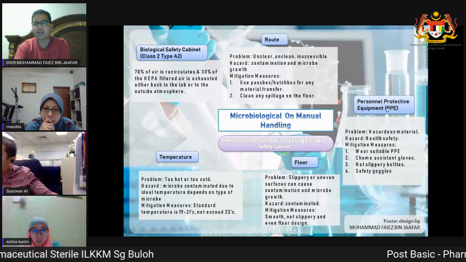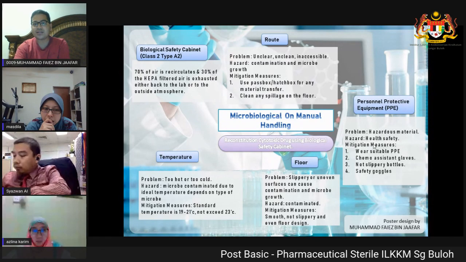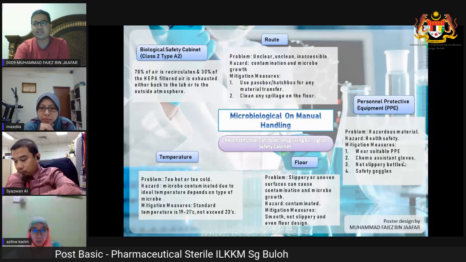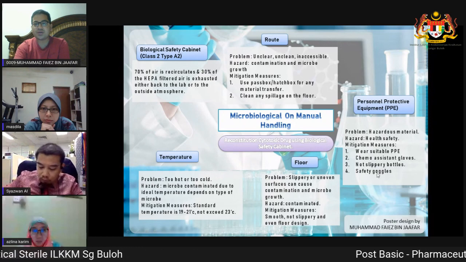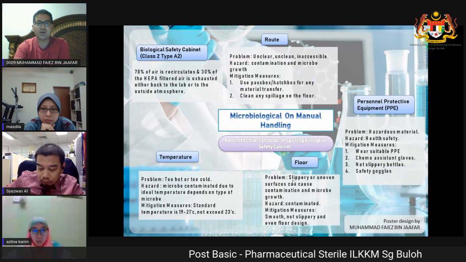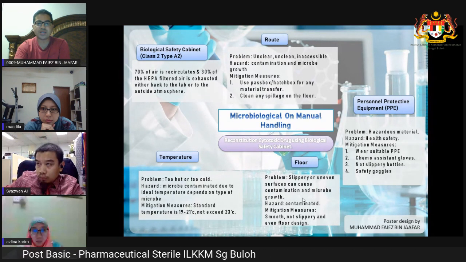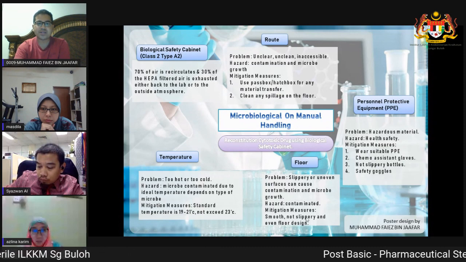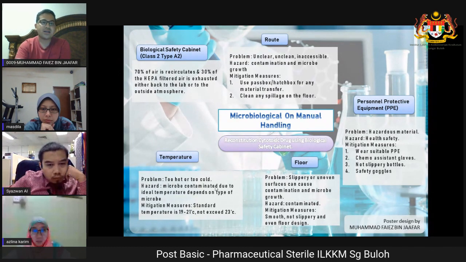Yang kedua saya ambil adalah PPE. Problem dia adalah hazardous material. Hazard dia health safety. Mitigation measure, wear suitable PPE, chemo assistant, glove, not slippery bottle, safety goggle. So seterusnya adalah floor. Masalah dia adalah slippery or uneven surface can cause contamination and microbe growth. Mitigation measures, smooth, not slippery and even floor design.